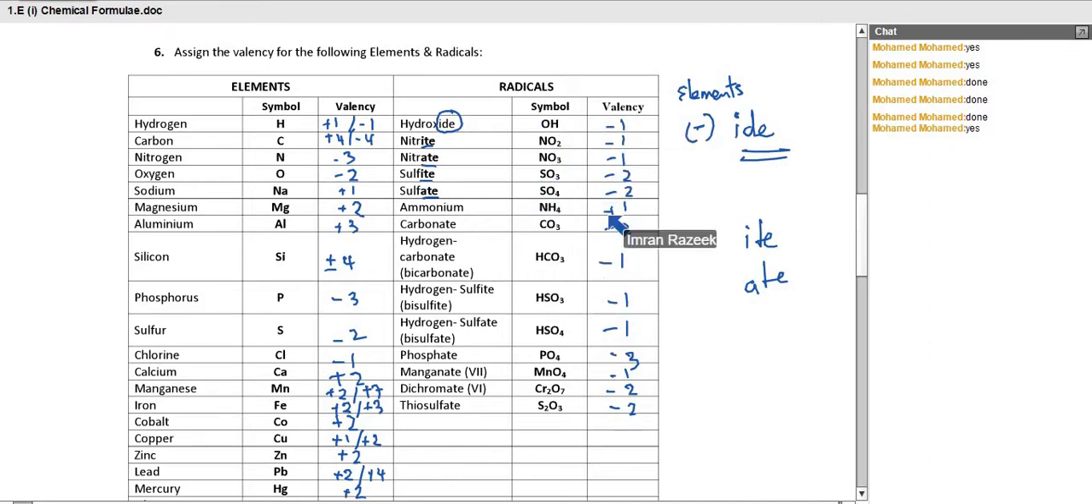Okay. So some radicals you can predict the valency. Now see, for example, hydrogen carbonate, also referred to as bicarbonate. So you know carbonate is minus 2. This is hydrogen carbonate. This carbonate is minus 2, and hydrogen is plus 1 because the first one is positive. So plus 1 and minus 2 together will give an overall charge of minus 1. So you can work out some of them. Likewise, hydrogen sulfide, bisulfide, or hydrogen sulfate, bisulfate. Sulfide and sulfate, if you look here, it's minus 2. So hydrogen is plus 1, sulfide minus 2. So overall is minus 1. So some of them you can work out.